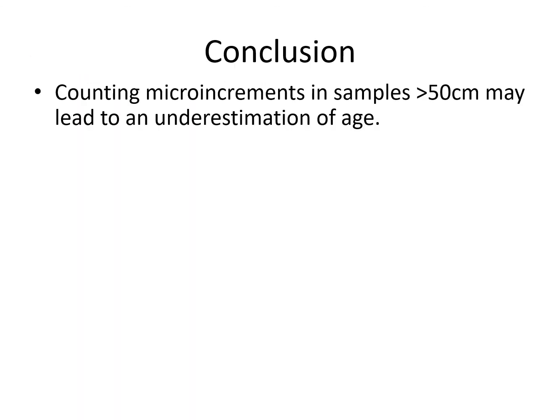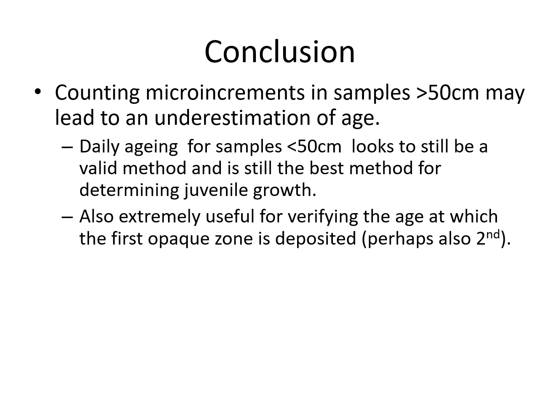So in conclusion, we can see that counting of micro increments in samples greater than 50 centimeters may lead to an underestimation in age. However, daily aging for samples less than 50 centimeters still looks to be a valid method and is the best for determining juvenile growth. It's also extremely useful for verifying the age at which the first opaque zone is deposited, perhaps also out to the second.